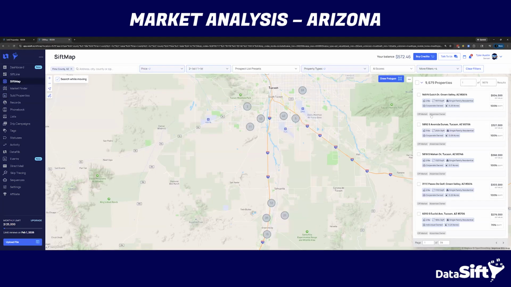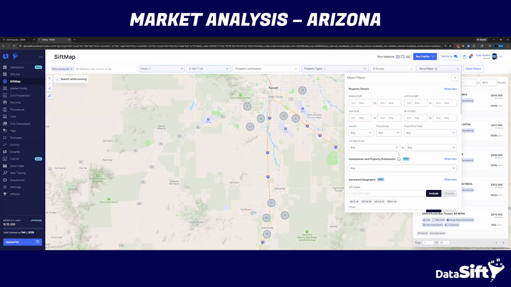And so an easy thing for us to do is to just filter that out. I don't care about absentee, so I'm just going to put that back to any.